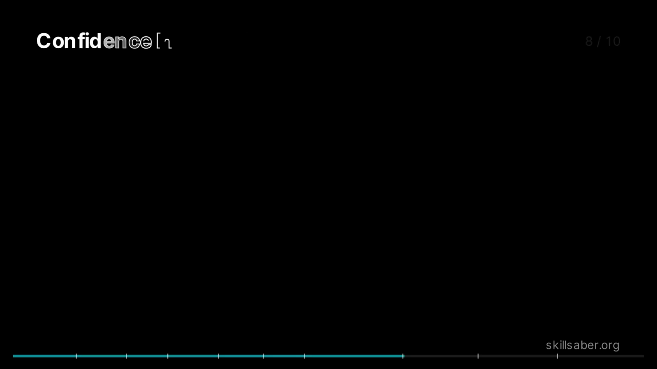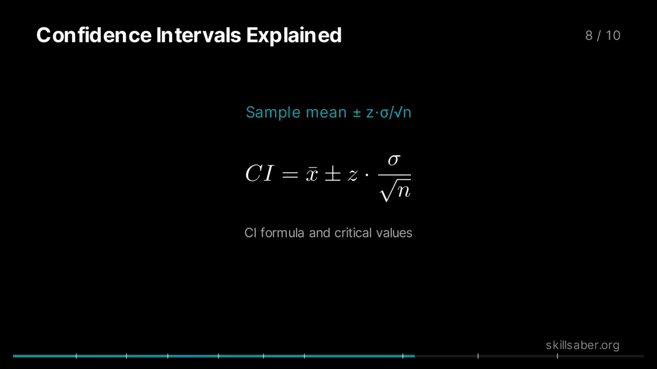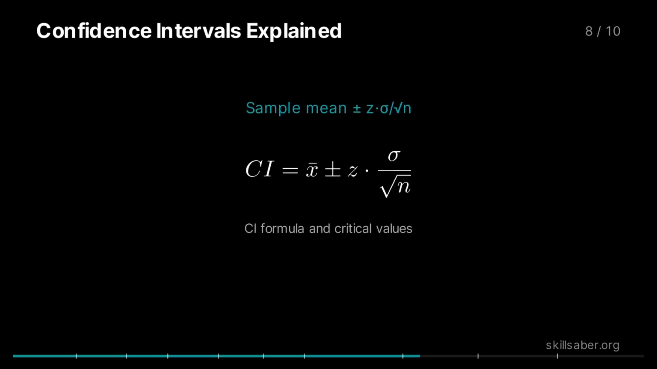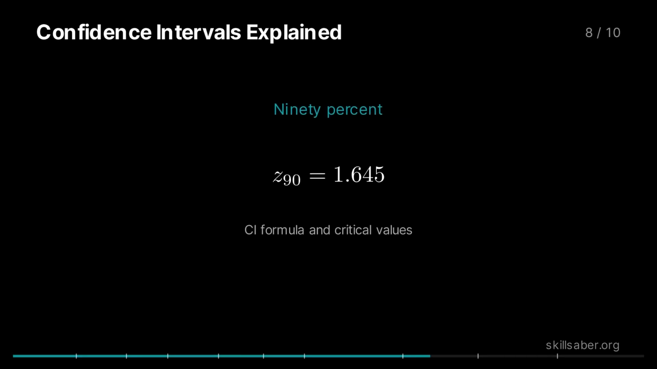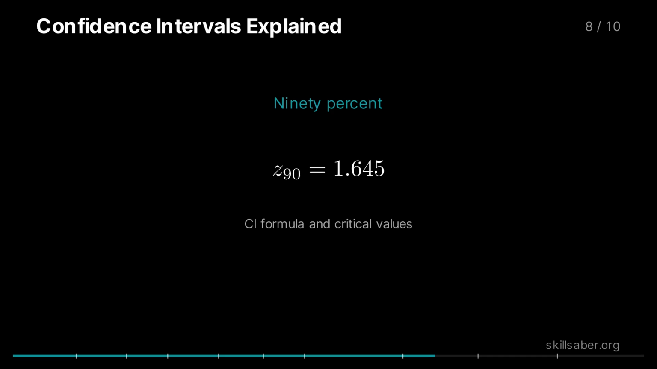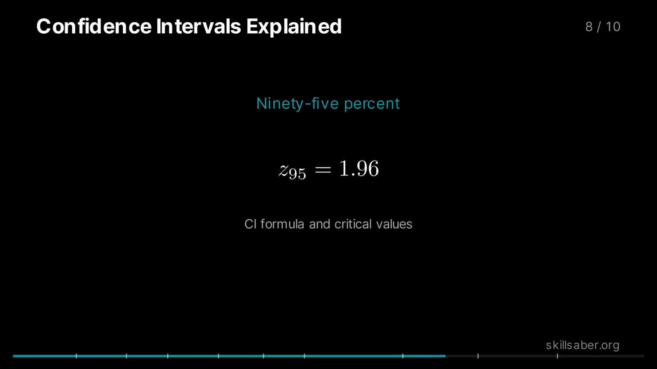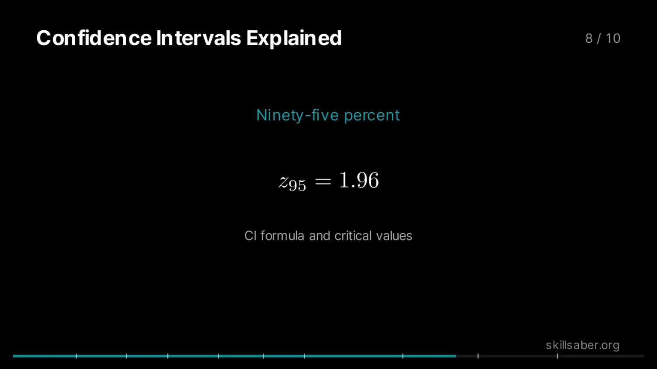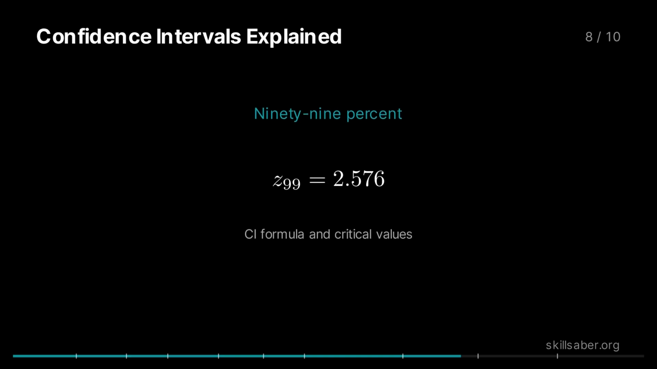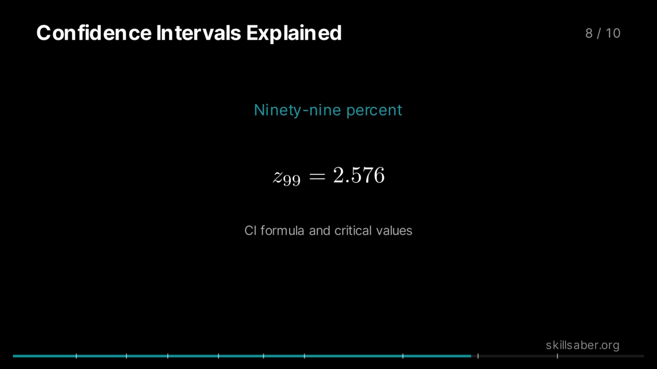A confidence interval gives a range likely to contain the true parameter. For the mean, it is the sample mean plus or minus z times standard deviation over root n. The critical value is 1.645 for 90%, 1.96 for 95, 2.576 for 99. The 95% describes the procedure. Repeated sampling produces intervals of which 95% contain the true mean.